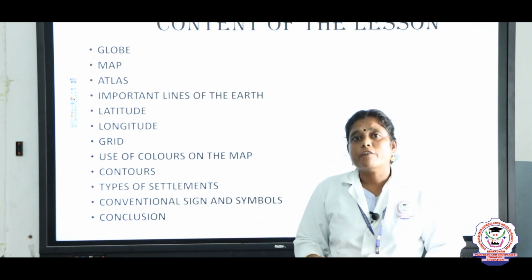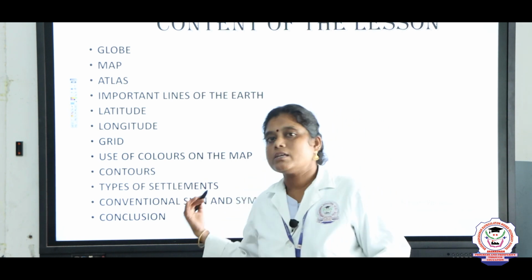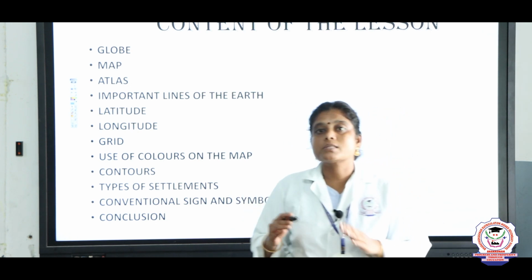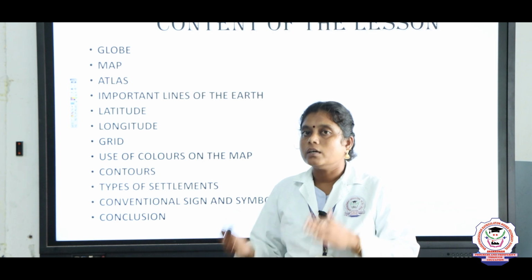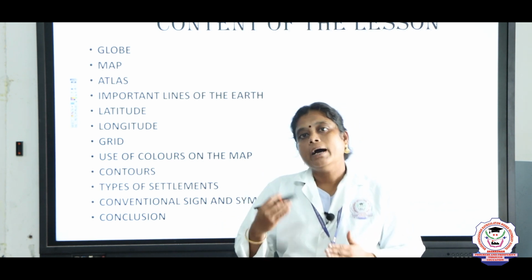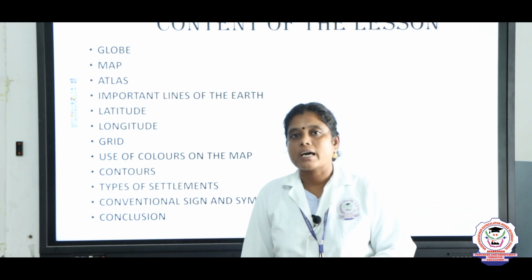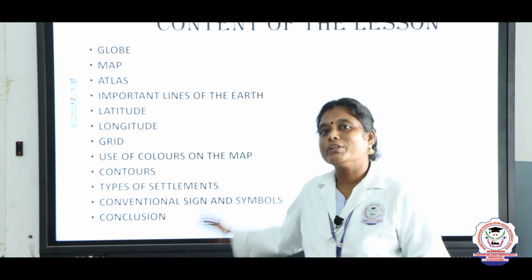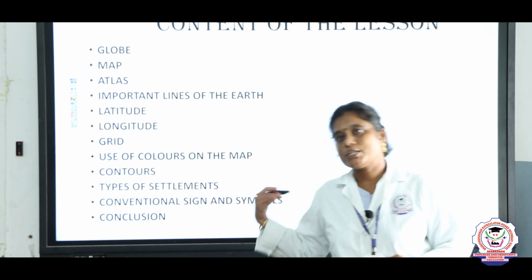And types of settlements, the three important settlements. Let's see about the types of settlement. And conventional signs and symbols, definitely, children. There are some conventional signs and symbols which are used in the map. Let's see elaborately what they are. And finally, the conclusion. So these are the very important contents of this lesson. Let's go one by one.